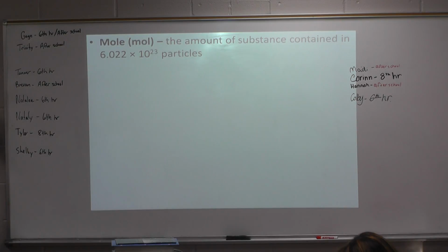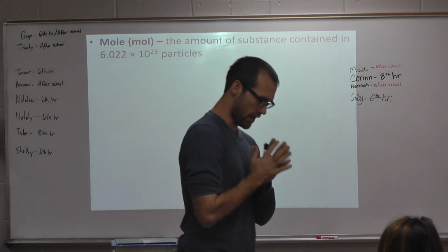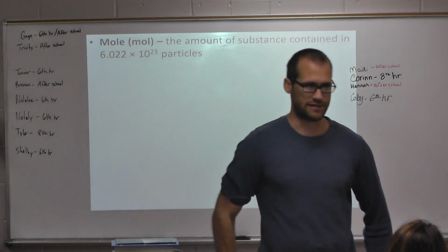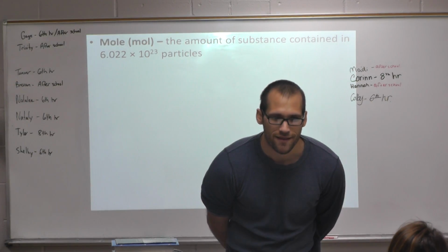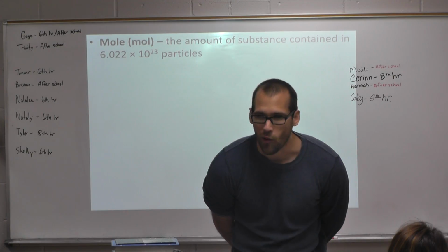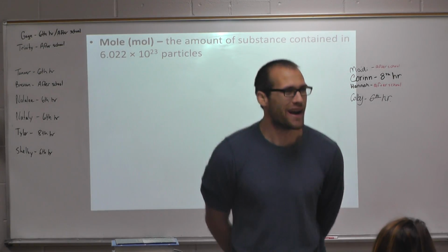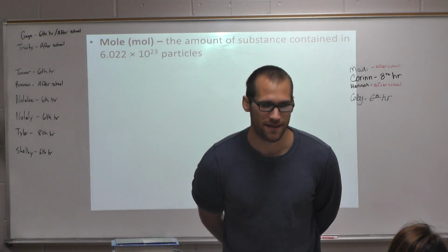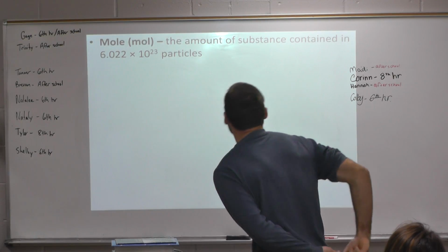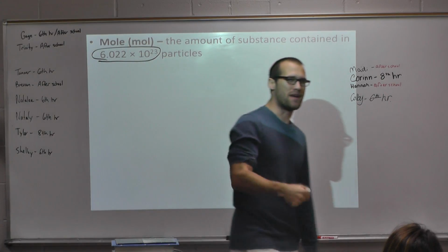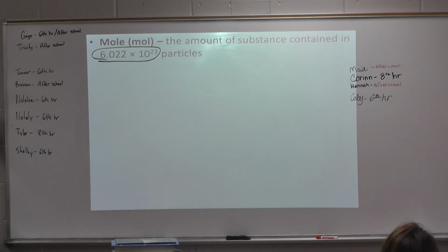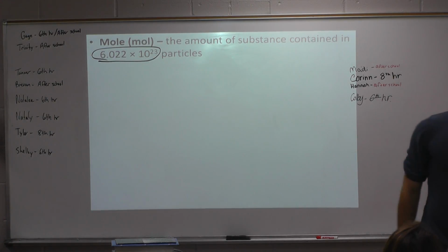Let me put this into perspective. If I have a mole of oranges, how many oranges do I have? What is the number? 6.022 times 10 to the 23rd. I have that many oranges. Now, that's a lot of oranges. If I have a mole of golf balls, how many golf balls do I have?